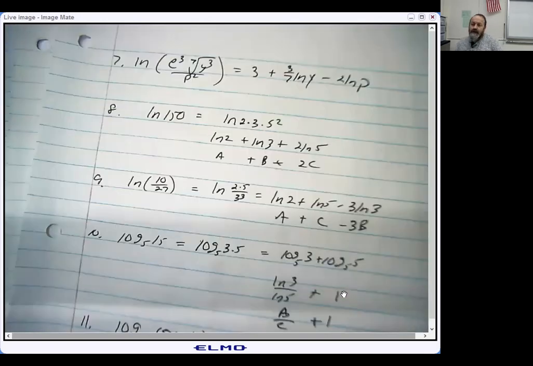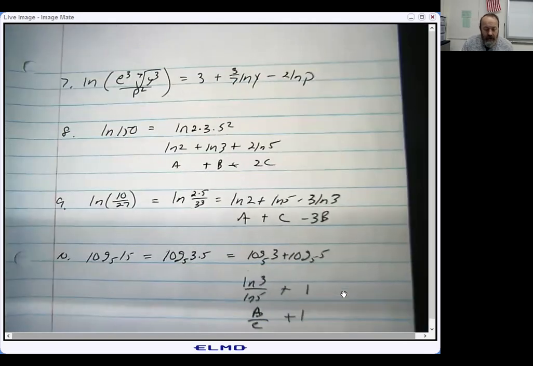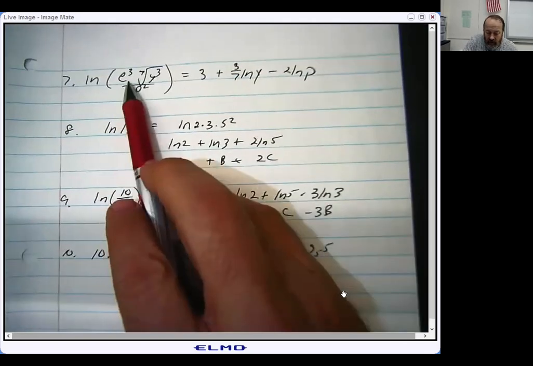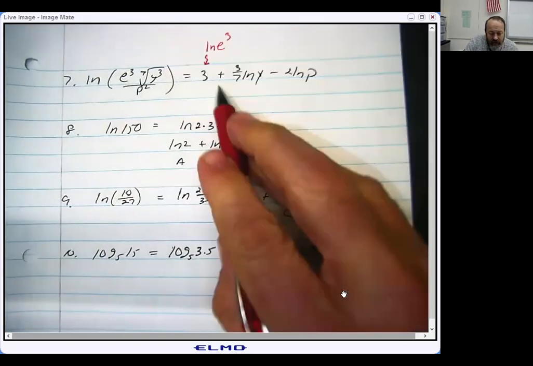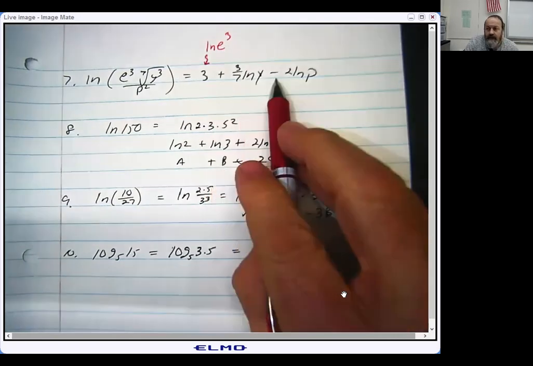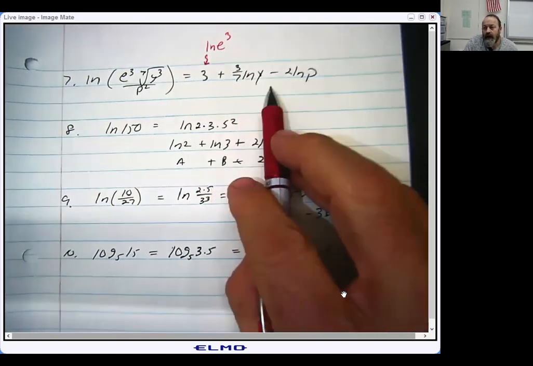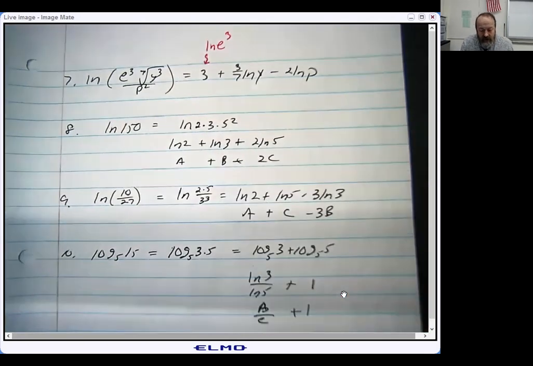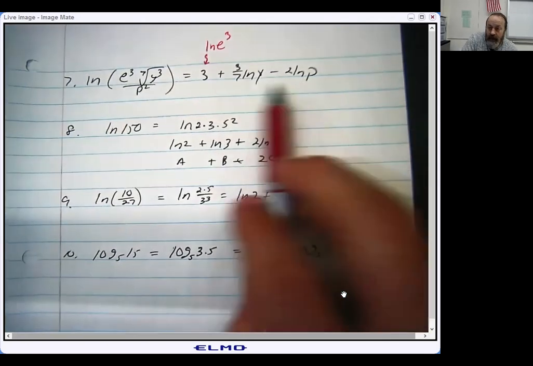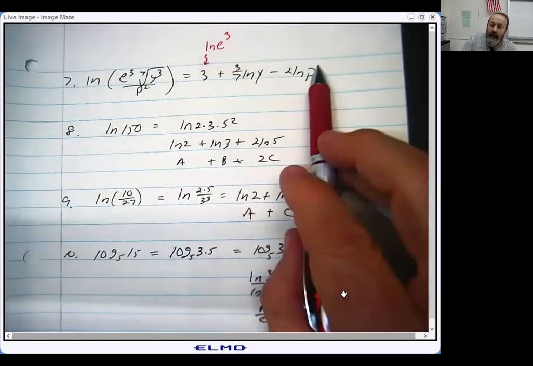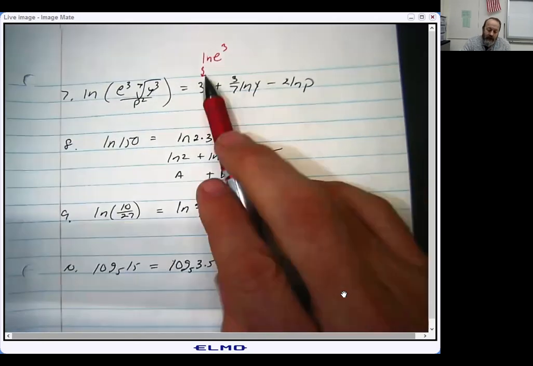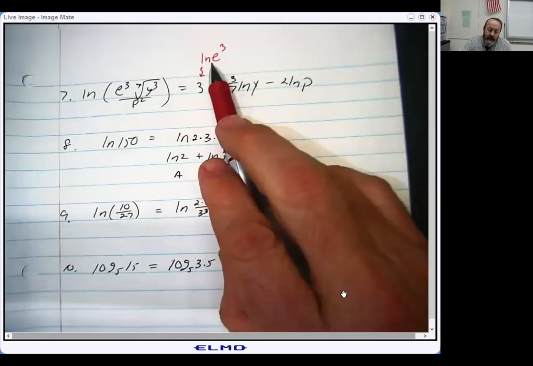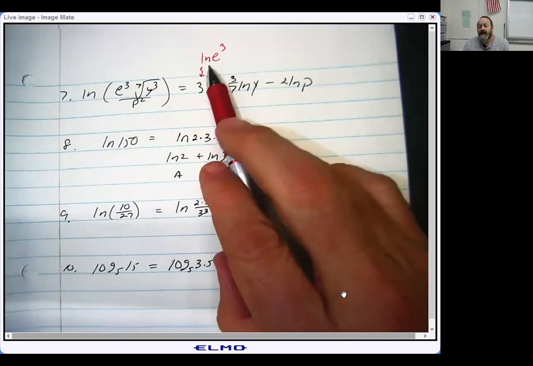Number 7 is one of those problems where we are asked to use the properties of logarithms to expand. So notice this is the natural log of e cubed right here, plus 3/7 the natural log of y minus 2 ln(p). Now, I went very quickly through that because there's not much to say. I subtracted because it's division, and I used the property that allowed exponents to come in front. The only thing that I didn't specifically mention, remember, is since the base of the logarithm is base e, the natural log of e cubed is just 3.